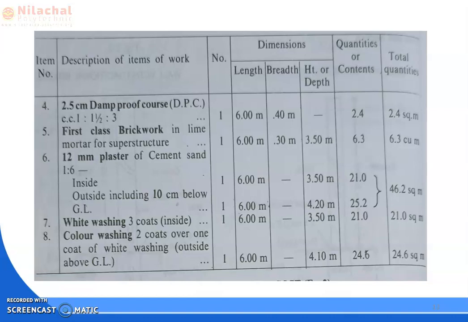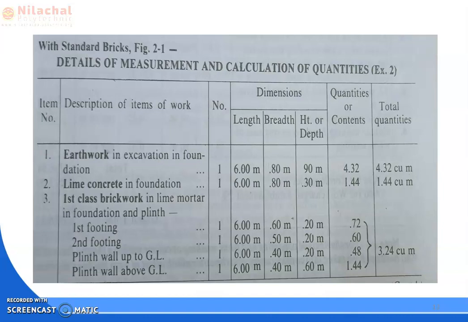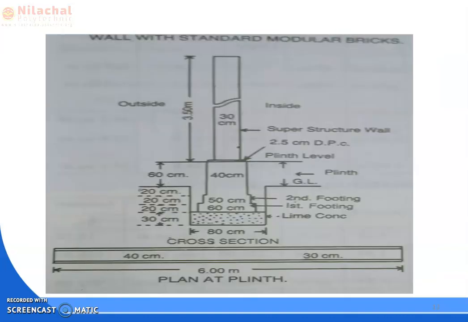Item 5, first class brickwork in lime mortar for superstructure. What do you mean by that? We know the superstructure is provided above plinth level or above DPC. Here the superstructure wall breadth is 30 centimeter and height is 3.50 meter. The length of the wall is 6 meter for all conditions.